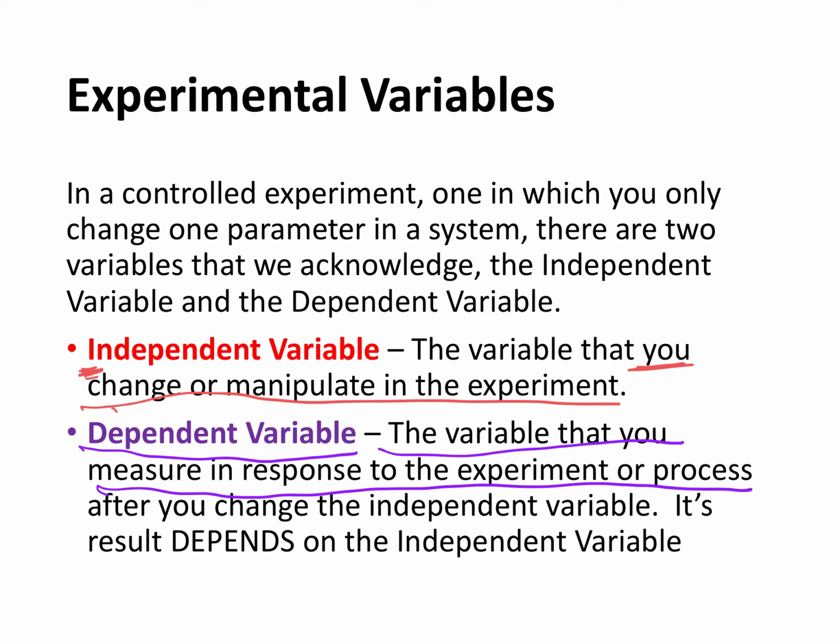So you're going to change the independent variable, or you're going to manipulate the independent variable. You're going to run your experiment, and then you're going to get an output. And that output is the dependent variable. It is what is measured. It depends on what you do with this variable, right? It's dependent on what happens to the independent variable.